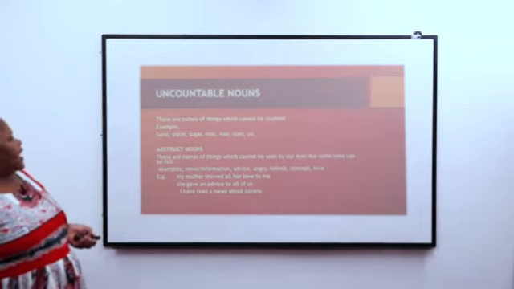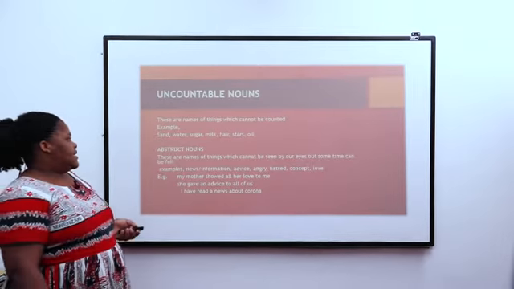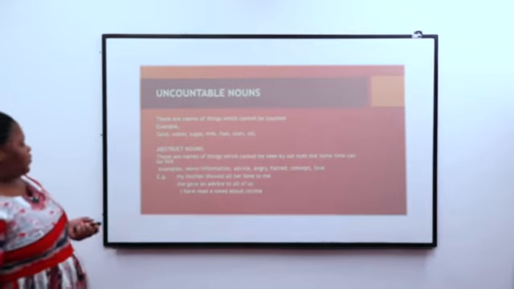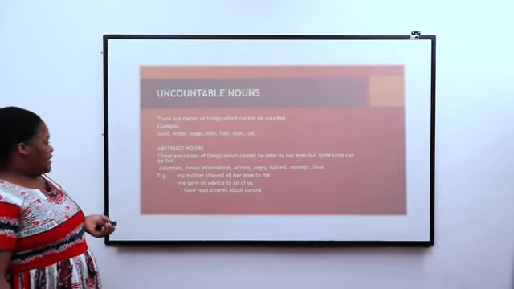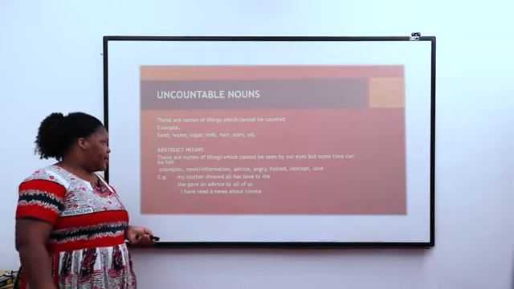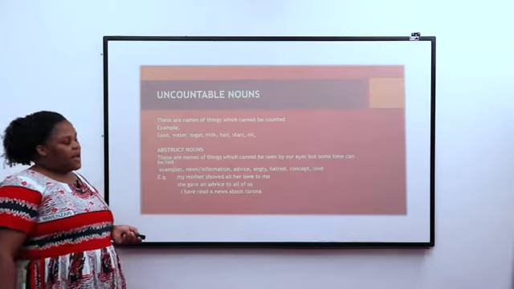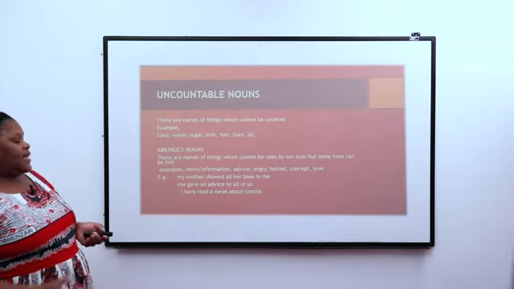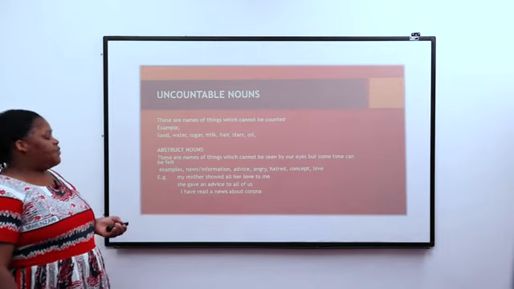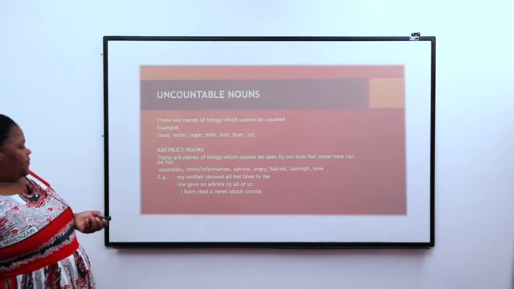Next is uncountable noun. These are names of things that cannot be counted. For instance, sand, water, sugar, milk, hair, star, oil. These are uncountable. The next type is the abstract nouns.